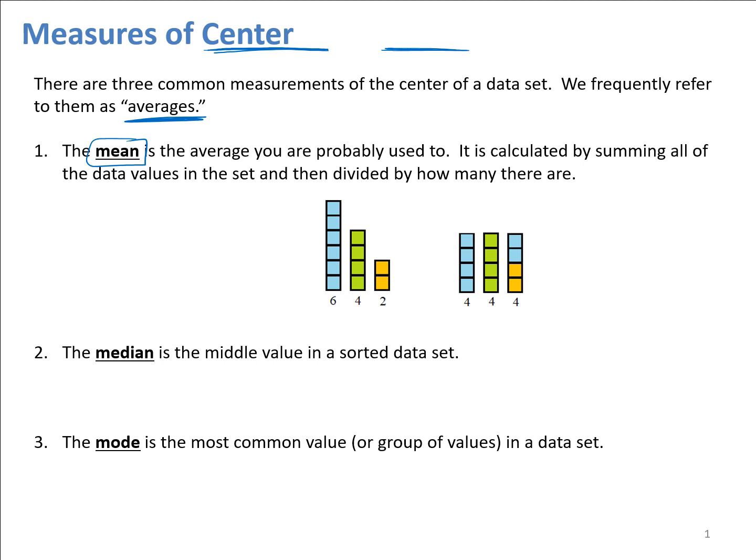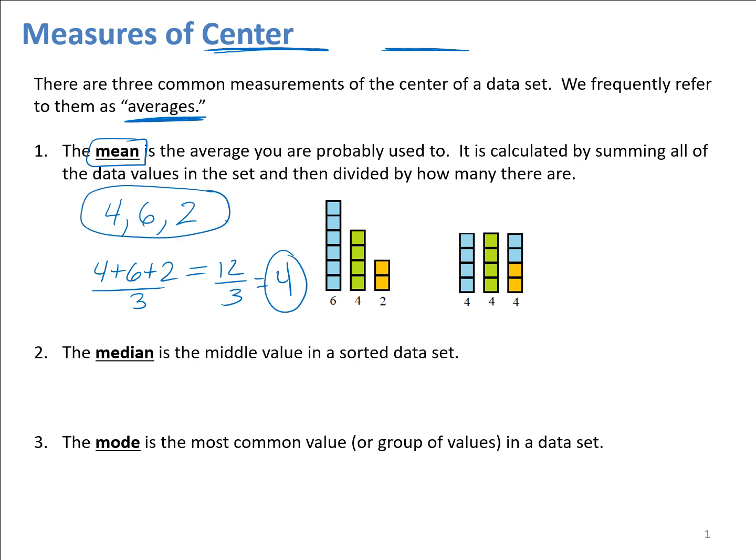So if we happen to have the data points 4, 6, and 2, if we were to add them up, 4 plus 6 plus 2, we would get 12, and then divide that by 3, and we get 4. So the mean of these three numbers is 4.